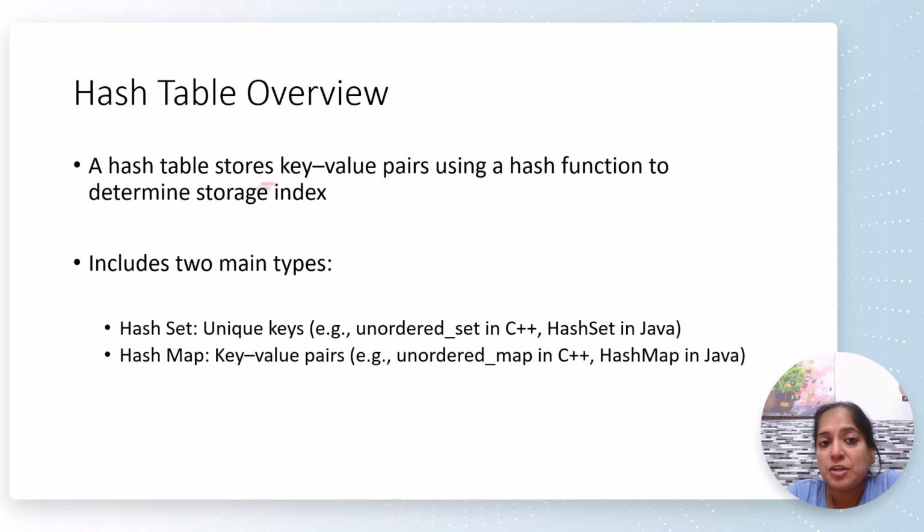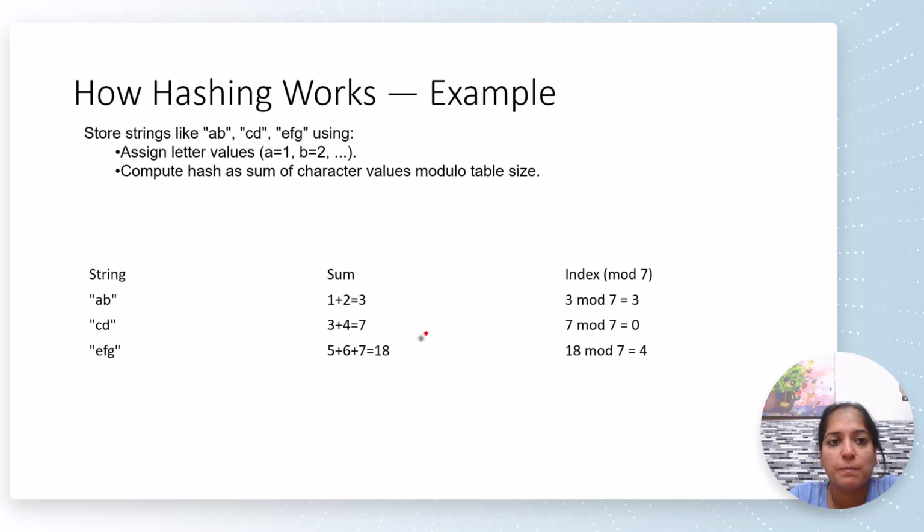So a hash table stores key-value pairs. The key is the index, and the value is the original value which we want to insert in our hash table using the hash function. Basically these are of two types: one is the hash set and one is the hash map. A hash set consists of unique keys, whereas a hash map consists of key-value pairs.